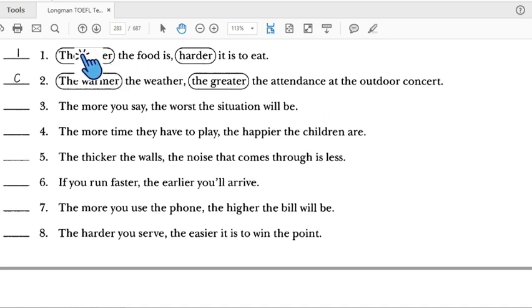Number one, incorrect. Why is number one incorrect? "The harder the food is, the harder it is to eat." It's totally clear because they don't put "the" here. It should be "the harder it is to eat." So number one is incorrect. Number two: "The warmer the weather, the greater the other concern." "The warmer" and "the greater" are parallel. So number two is correct.